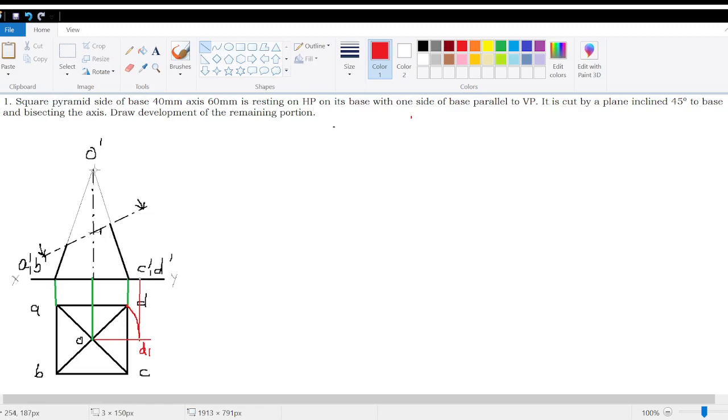Now you join O dash with this point. I name that point as D1 dash. This is D1 dash. Then O dash D1 dash will be the true length. So I mark it here. O dash D1 dash. That will be the actual slant edge.